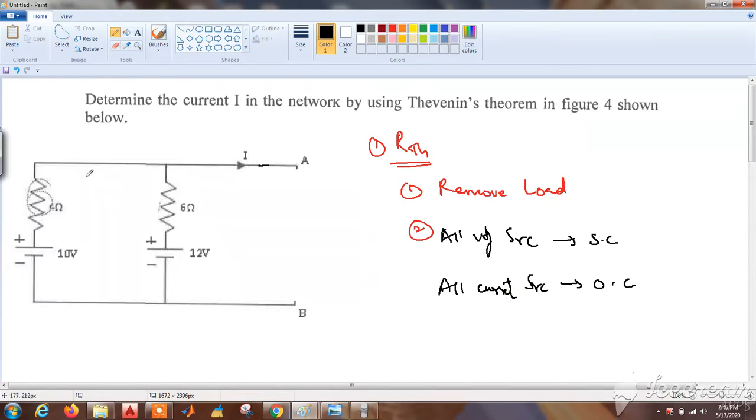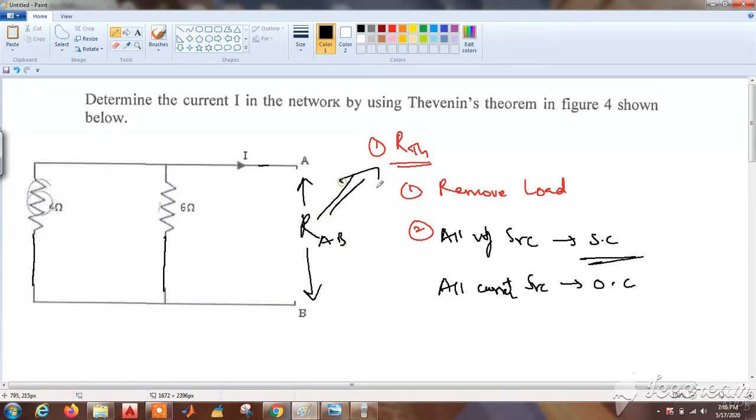Now in our given question we don't find any current sources, we find only two voltage sources, so we have to short circuit them. Just remove them and replace them with a wire like this. Now the circuit looks like this. Now we have to calculate the equivalent resistance between these points where we have opened the load, that is RAB, and this is only our RTH.